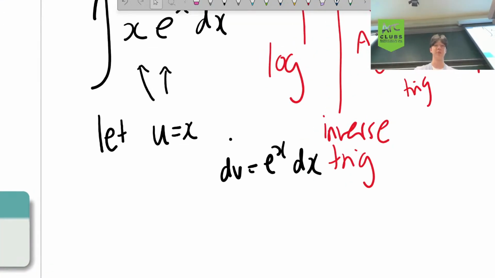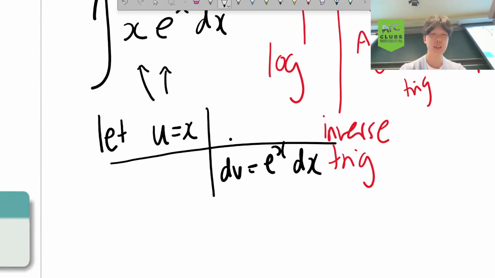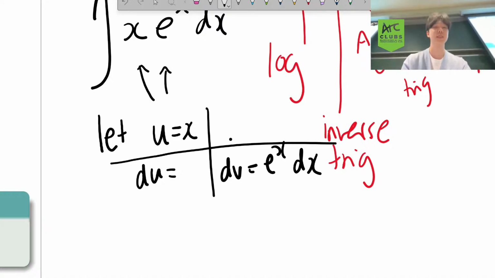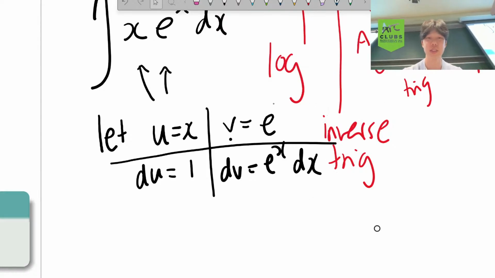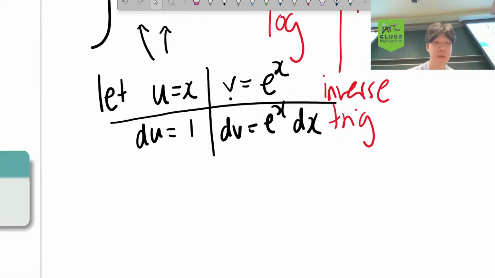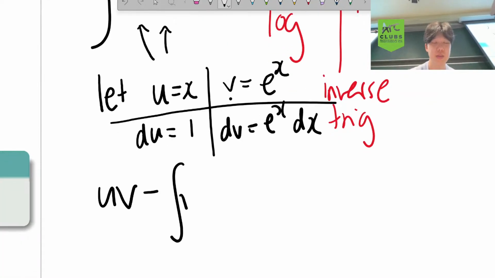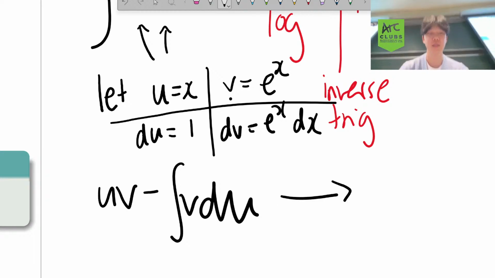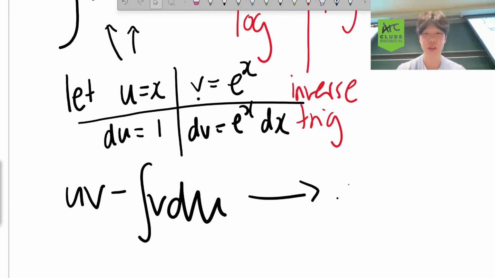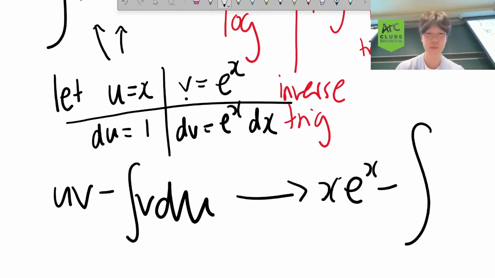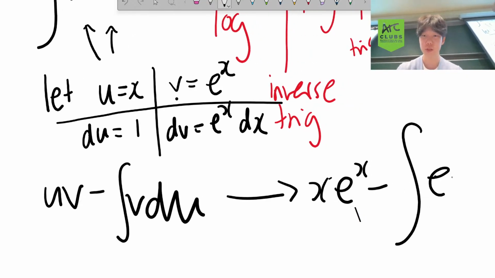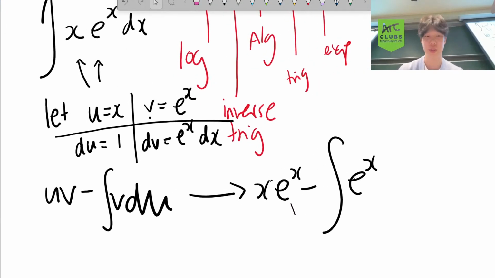Now the way we do it is we just fill out our table like this. So du is the diff of x, which is 1. V is the integral of dv. So the integral or the antiderivative of e to the x is just e to the x. And now we plug it into the formula uv minus v du. So this becomes uv, x times e to the x, minus integral v, which was e to the x, du, which was just 1.